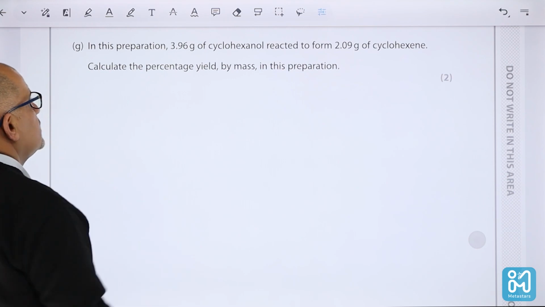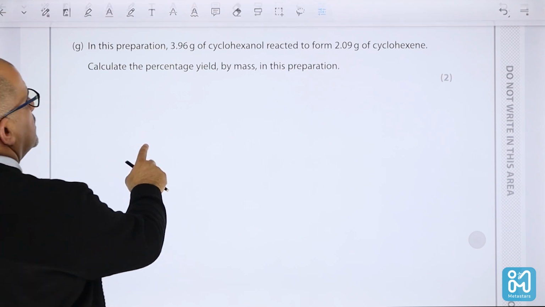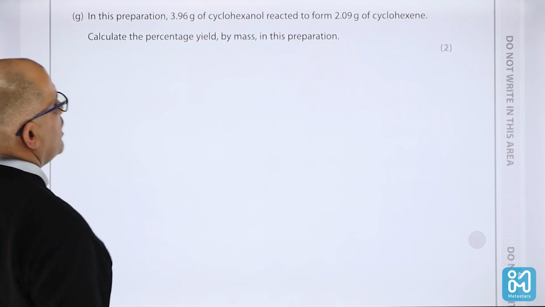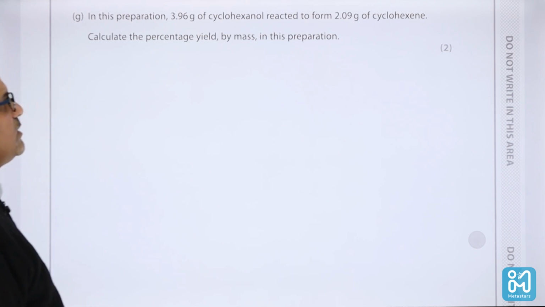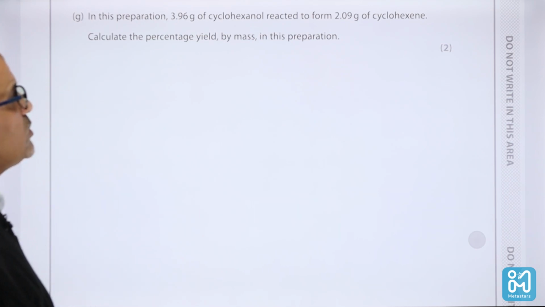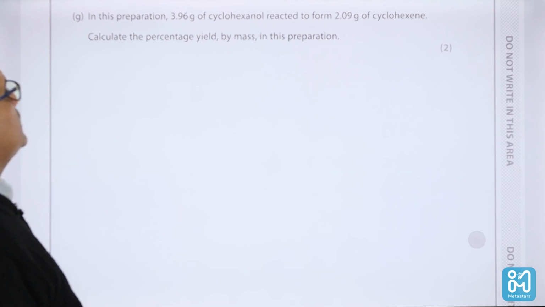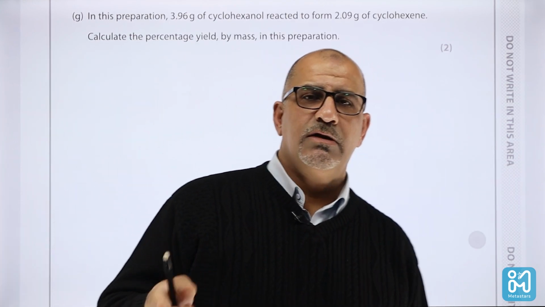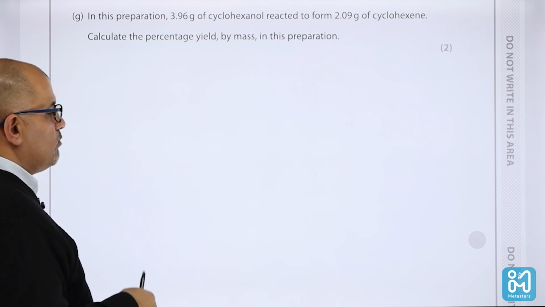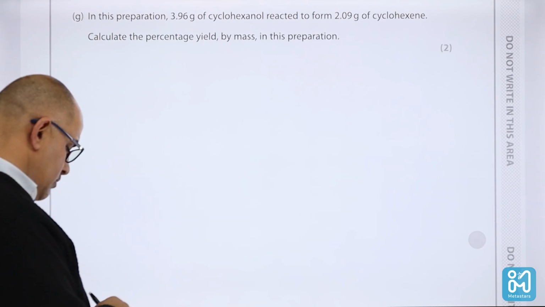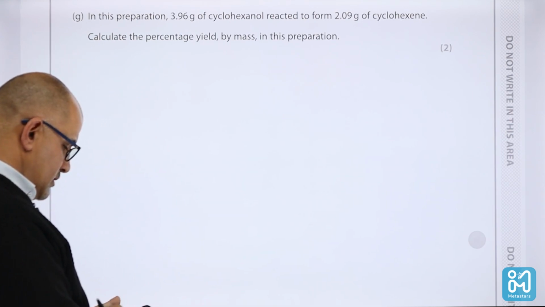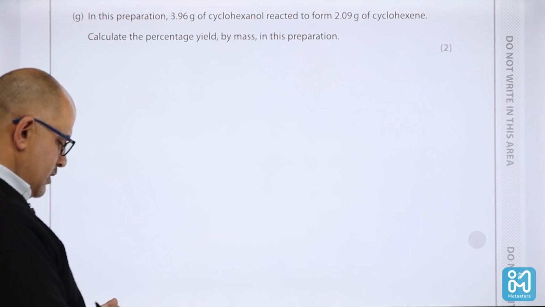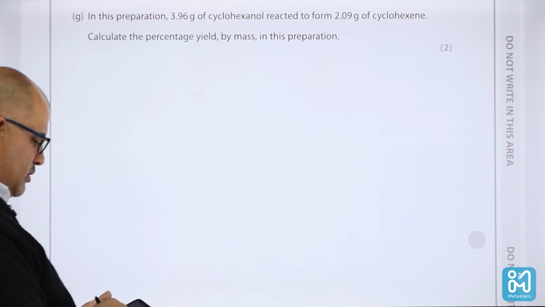Now in this preparation, 3.96 grams of cyclohexanol reacting to form 2.09 grams of cyclohexene. Calculate the percentage yield. First of all, I will not return back to the top to find the molar mass of cyclohexanol, but it's given there in a table.